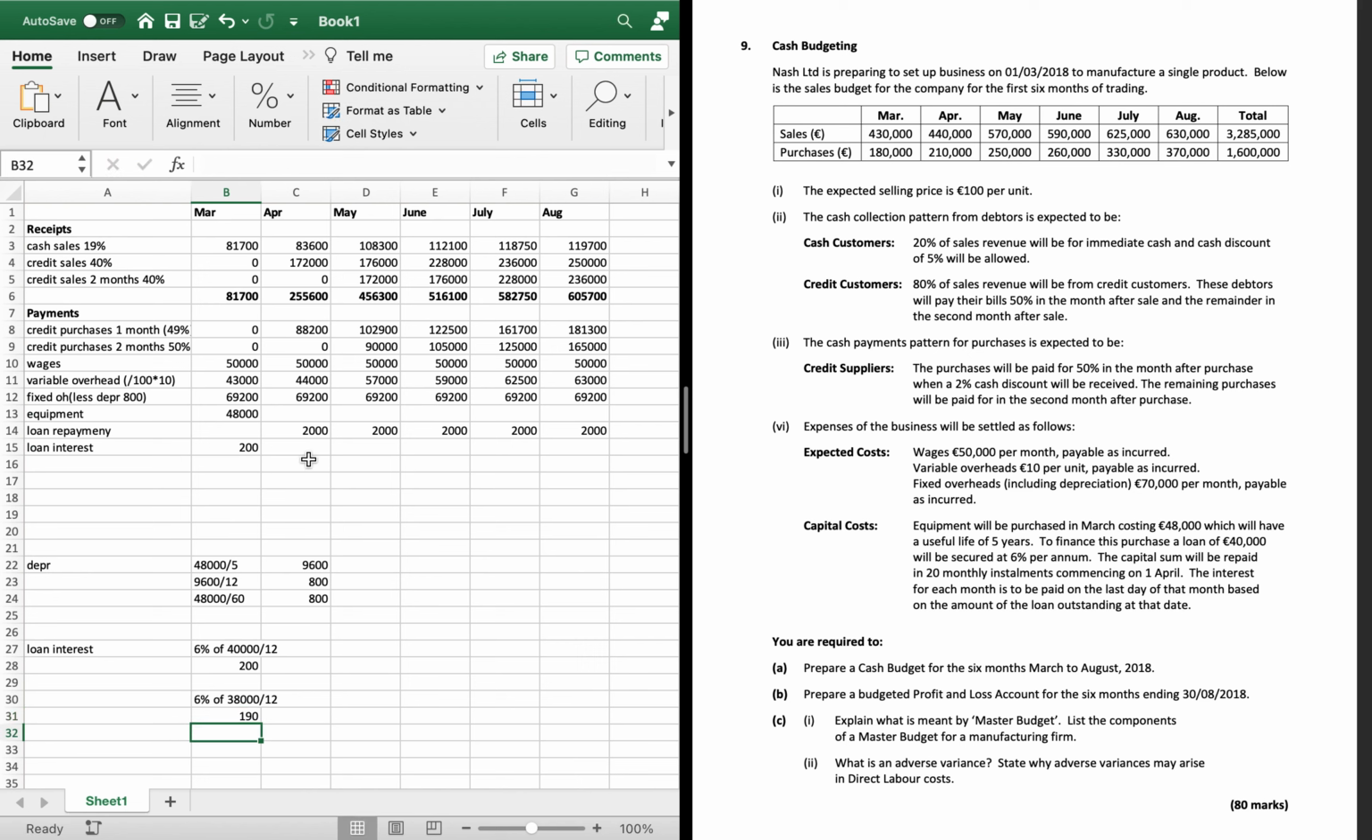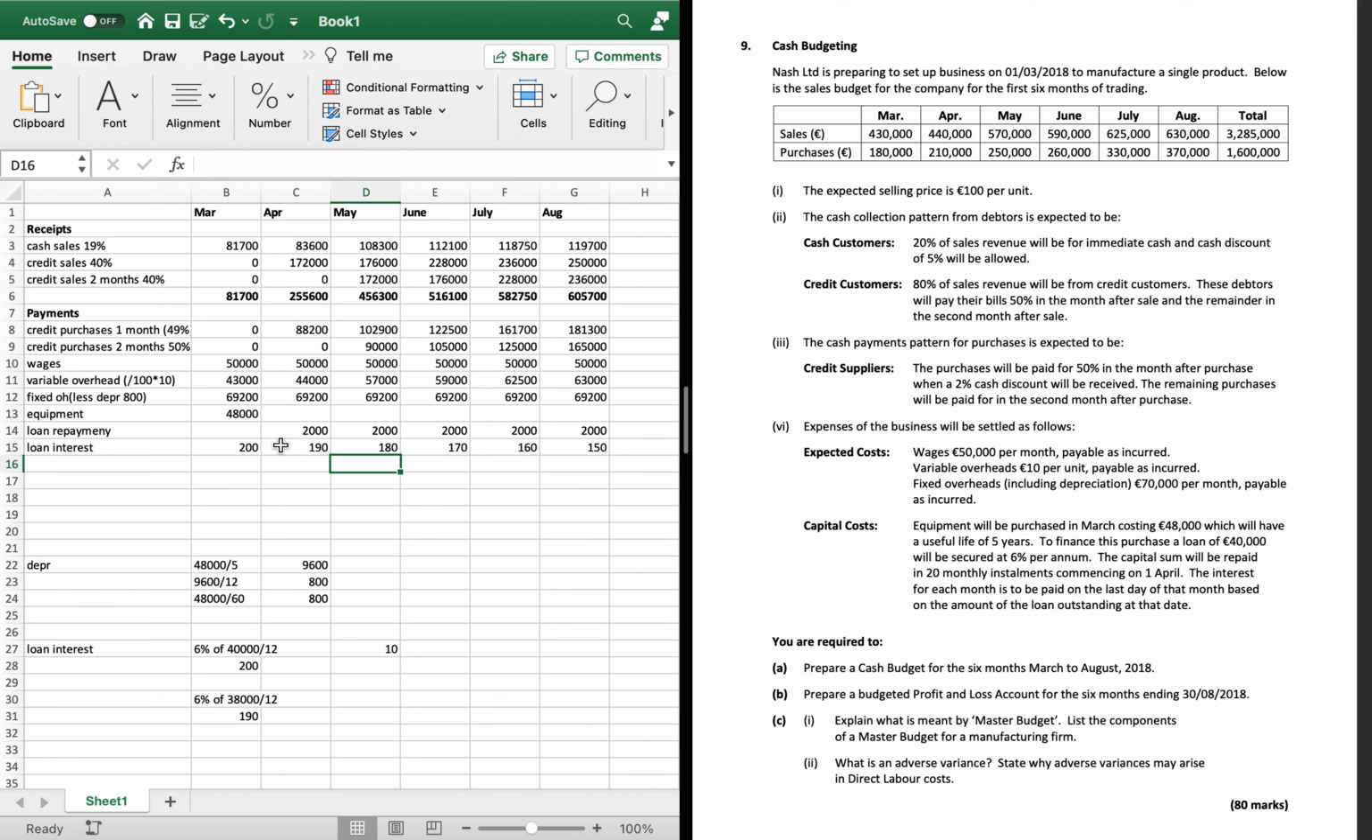Which is 190. Now that means, and you can work this out, that the interest on the amount that you repay each month is a tenner. So if you look, 6% of 2,000 divided by 12 is going to be 10 euros. It's going to go down by 10 each month, so you don't have to keep working it out. It just goes from 200 to 190 to 180 to 170 to 160 to 150.